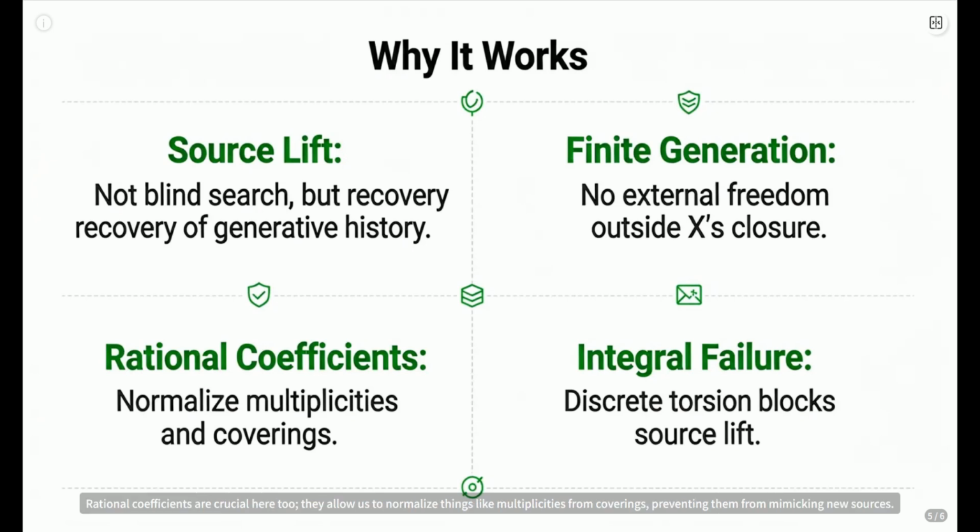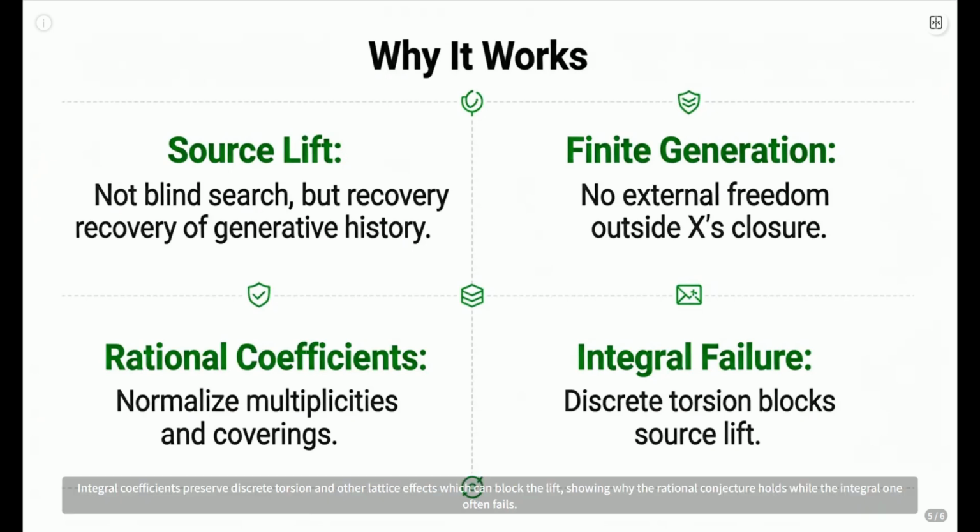Rational coefficients are crucial here too. They allow us to normalize things like multiplicities from coverings, preventing them from mimicking new sources. And importantly, this doesn't automatically solve the integral version. Integral coefficients preserve discrete torsion and other lattice effects which can block the lift, showing why the rational conjecture holds while the integral one often fails.